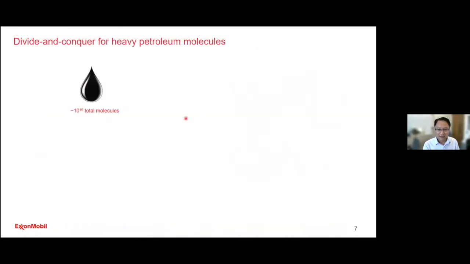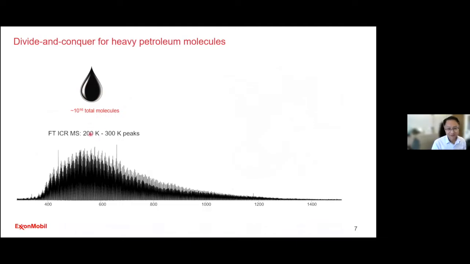So exactly how many molecules are in petroleum? I would argue that this is still an open question. You can estimate that one droplet of oil has a total of 10 to the power 16 molecules, based on Avogadro's number and an average molecular weight of 500. And using the state-of-the-art FTICR today, we have 200 to 300,000 peaks that can be identified, and each peak can be resolved into a molecular formula.